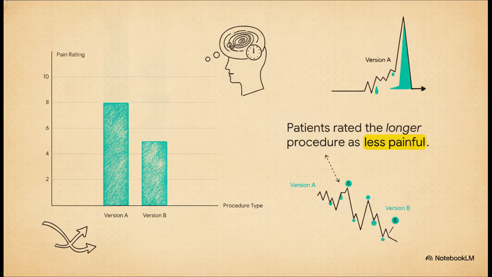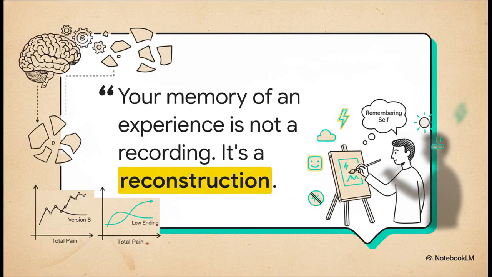They were actually more willing to undergo it again. Now, Socratic question time. Was the patient's physical pain actually lower in version B? Absolutely not. The objective experiencing self suffered more total pain. But their memory was completely warped just because of that milder ending. Always remember this. Your memory of an experience is not a recording. It's a reconstruction, and it's built entirely by the remembering self.